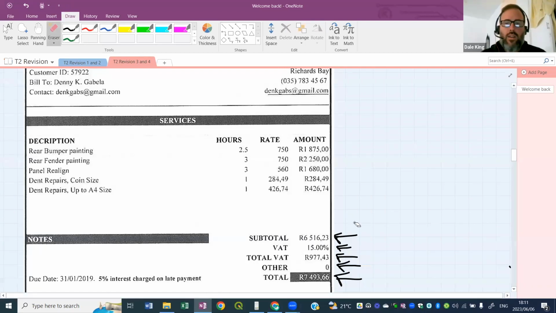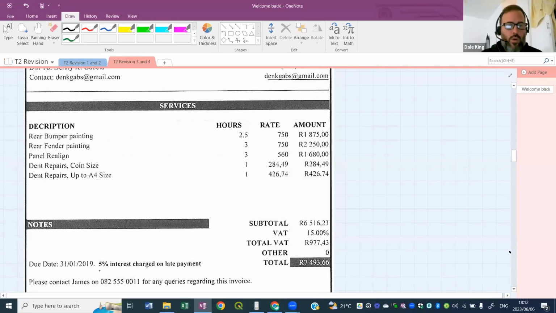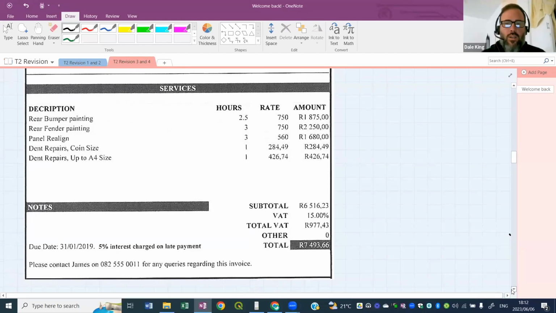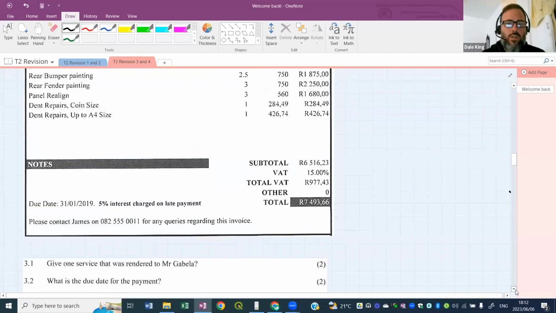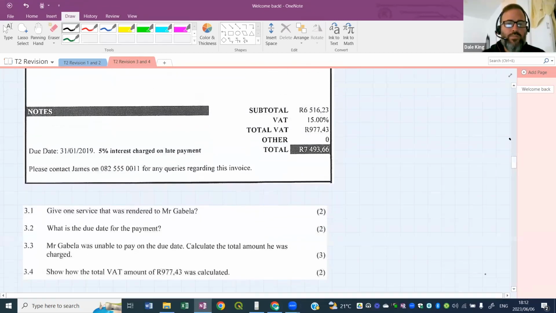And then on the left-hand side, we have a due date for this invoice. They want this money by that date, and they are warning over here, 5% interest will be charged on late payment. So if you're late, they will add 5% interest. Okay. And please call James if you have a query. We're not going to call James tonight, but let's have a look at the questions. So that's the invoice, and here come the questions.